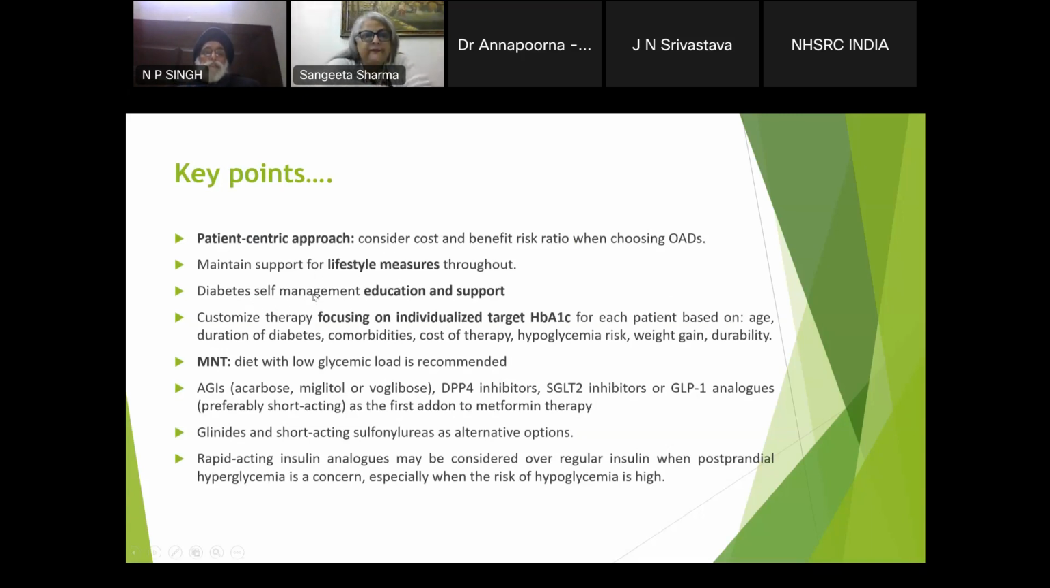It talks in terms of diabetes self-management and education support. We also have talked about customized therapy, focusing on individualized targets. We have talked about medical nutrition therapy. Then drugs like these are add-on drugs to metformin, which is the sheet anchor of managing type 2 diabetes. Glinides and short-acting sulfonylureas are alternative options. And rapid-acting insulin analogs may be considered over regular insulins when postprandial hyperglycemia is the concern.